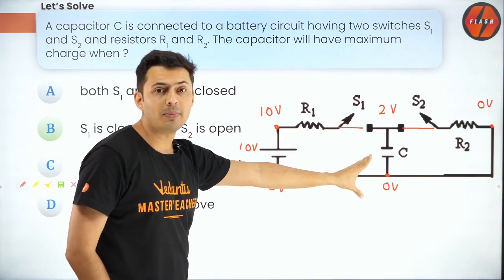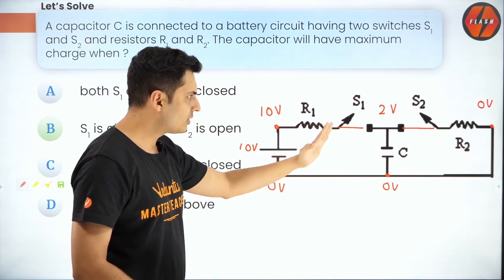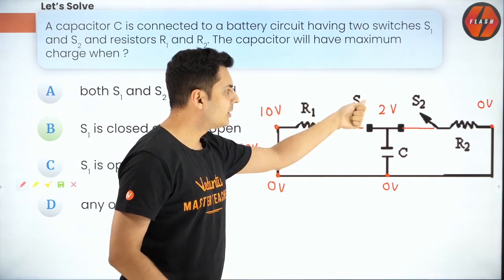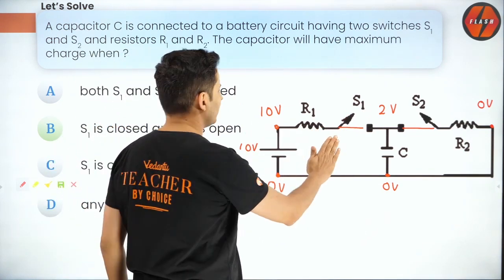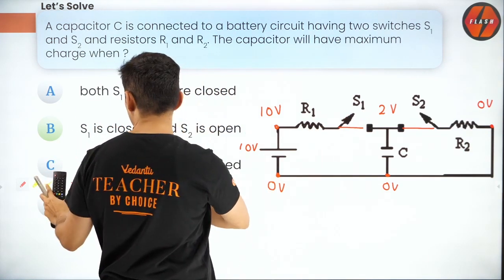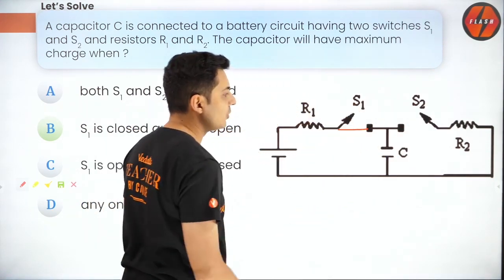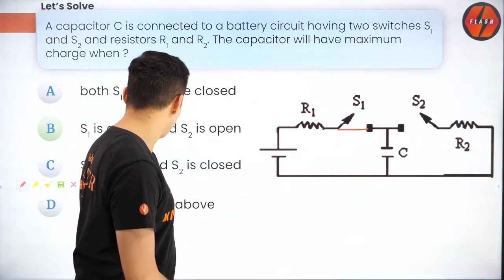Obviously, the charge will be maximum when the voltage drop across the capacitor is maximum. So, right now the voltage drop is 2 volts, so proportionately the charge will be proportional to the 2 volts. Now, just imagine the next situation where this switch is closed, this switch is open. If this switch is closed, that switch is open, then what will happen?